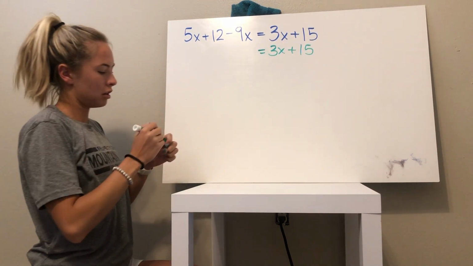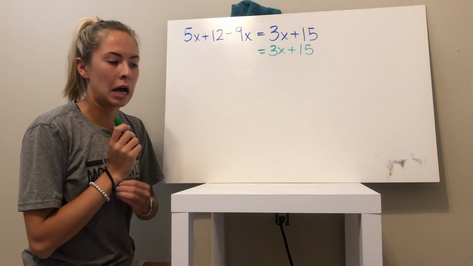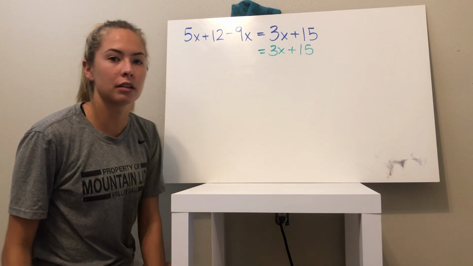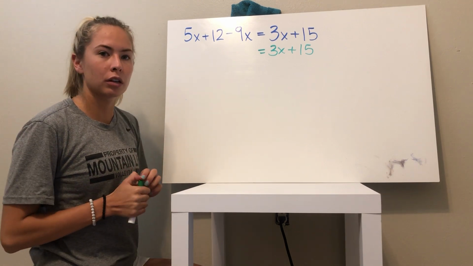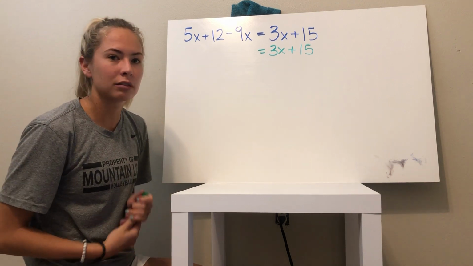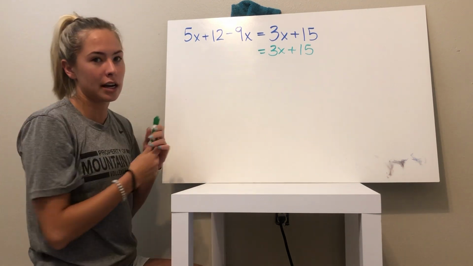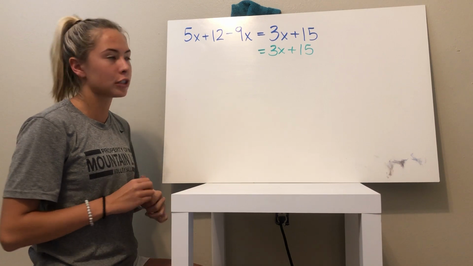But what's one thing we can do to this side before we do any of the math that we have done in this module so far? What's one other thing that we can do? Well, combine like terms, right? We have a 5x and a negative 9x. All of last module, you guys learned about combining like terms.